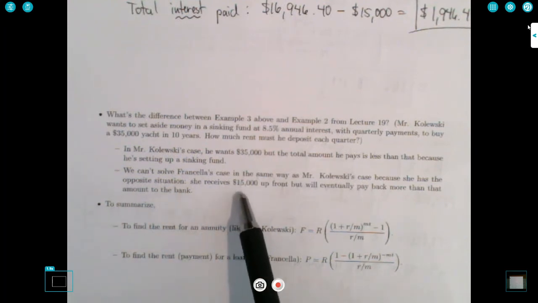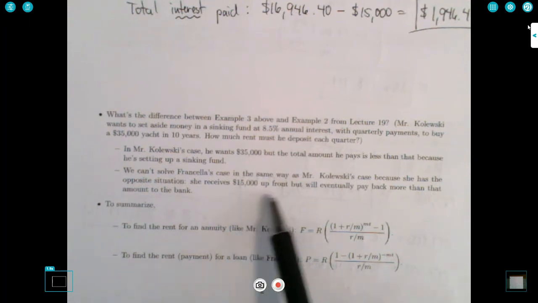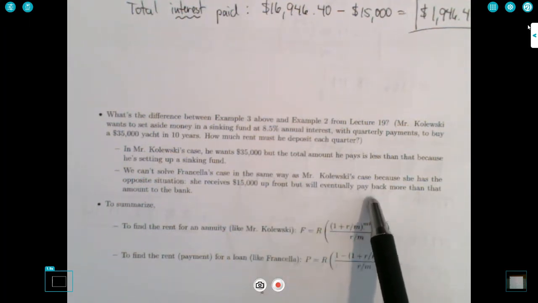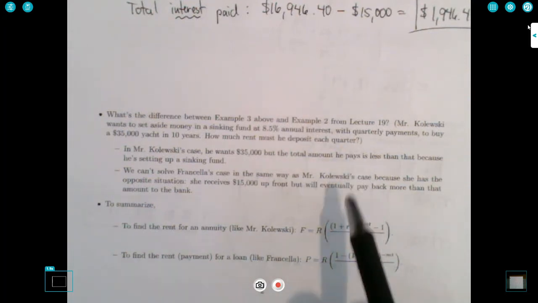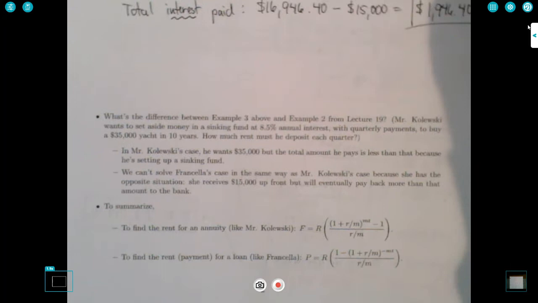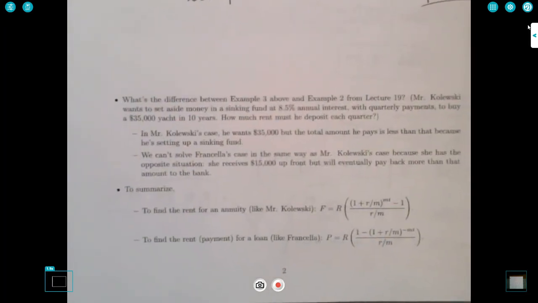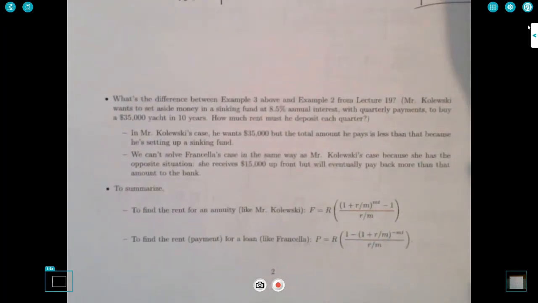She's going to borrow $15,000, so she's going to receive that sum of money up front, but then eventually she's going to pay back more than that amount to the bank because she has to pay the interest on the loan, right? So that's the difference. And so to summarize, if you're ever confused about which formula should I use, right?